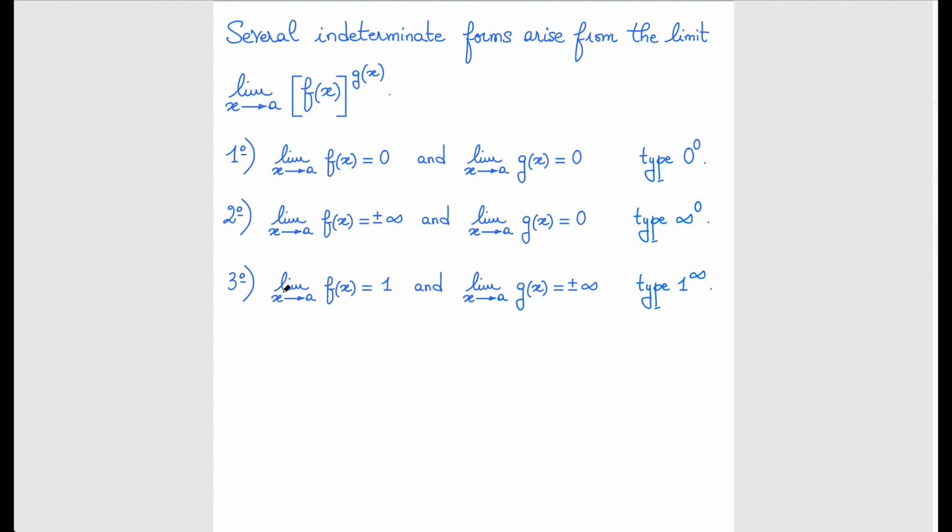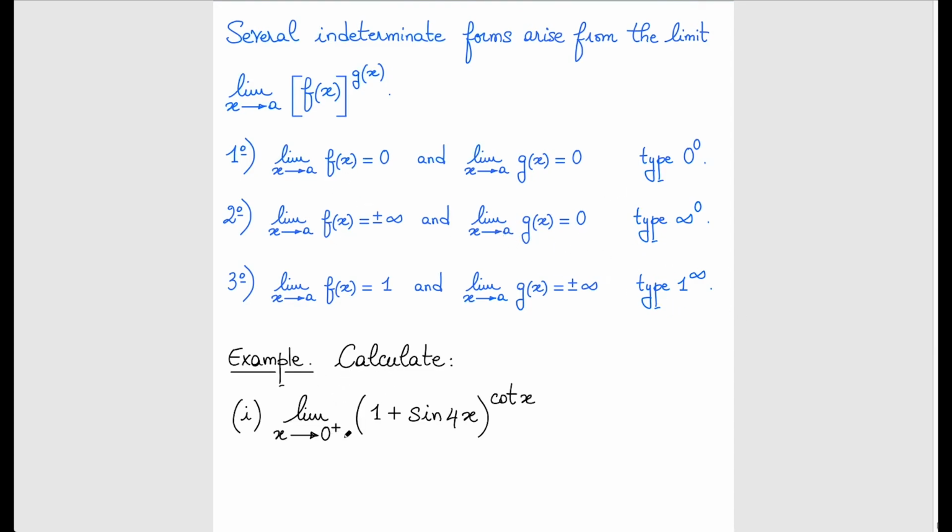And the third case, if the limit of the base function as x approaches a is 1, and the limit of the exponent function as x approaches a is infinity, then this indeterminate form is going to be called of type 1 to the power infinity. Okay? Let's see an example to see how such situations can be handled.